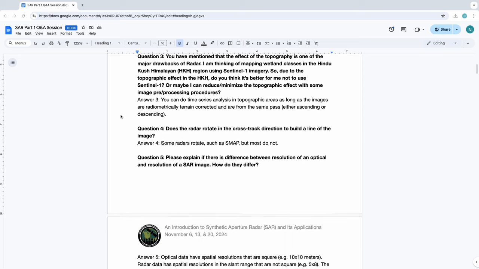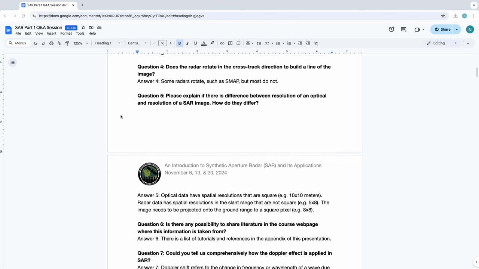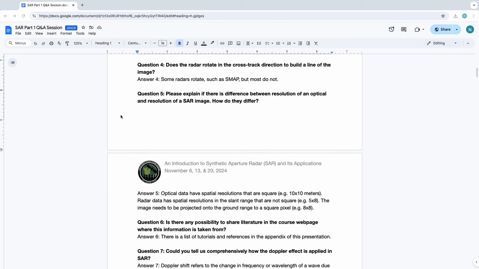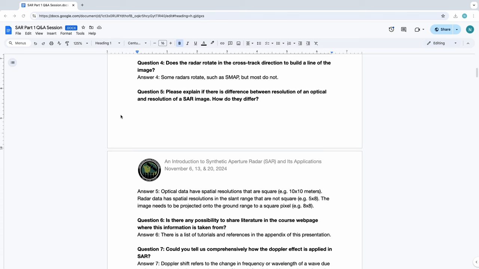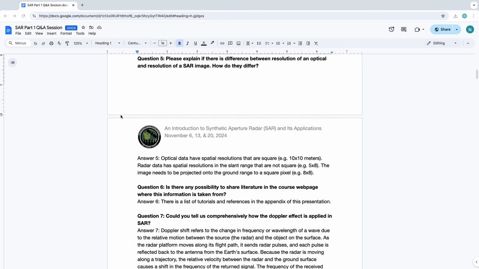Question number four: does the radar rotate in the cross-track direction to build a line of the image? That's a great question. Some radars rotate, like SMAP, but most do not. Question five: please explain if there's a difference between the resolution of an optical and the resolution of a SAR image, and how do they differ?